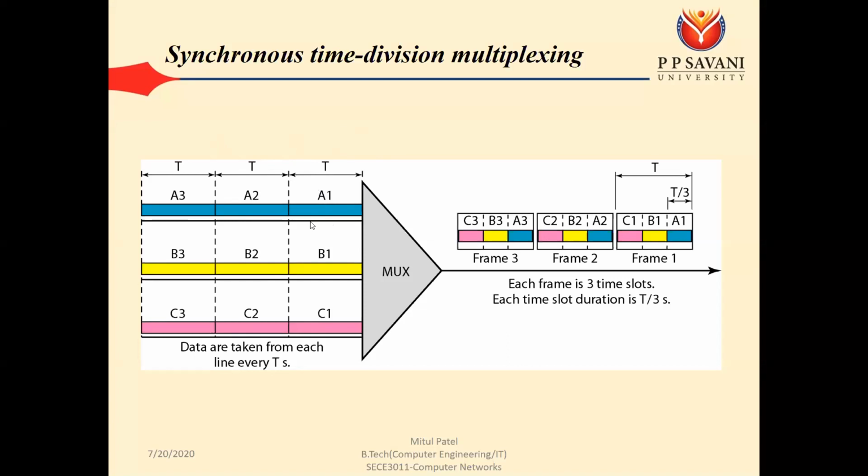Suppose channel A is divided into 3 time slots, A1, A2, A3. A1 has t seconds, A2 has t seconds, A3 has t seconds. In the same way B has B1, B2, B3, each with t seconds. C has C1, C2, C3, each with t seconds.